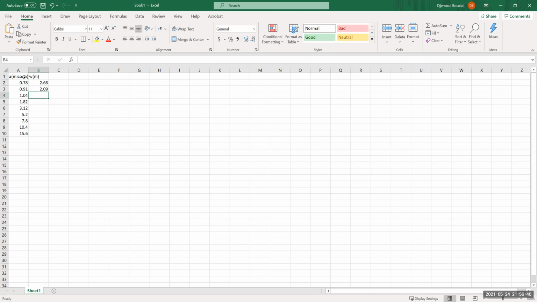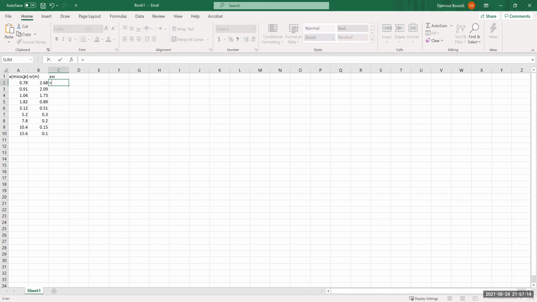So 1.73, 0.89, 0.51, 0.3, 0.2, 0.15, and 0.1. So this is the data for AW. They said multiply A by W and give us the graph. So this is AW, and it is exactly what it is.